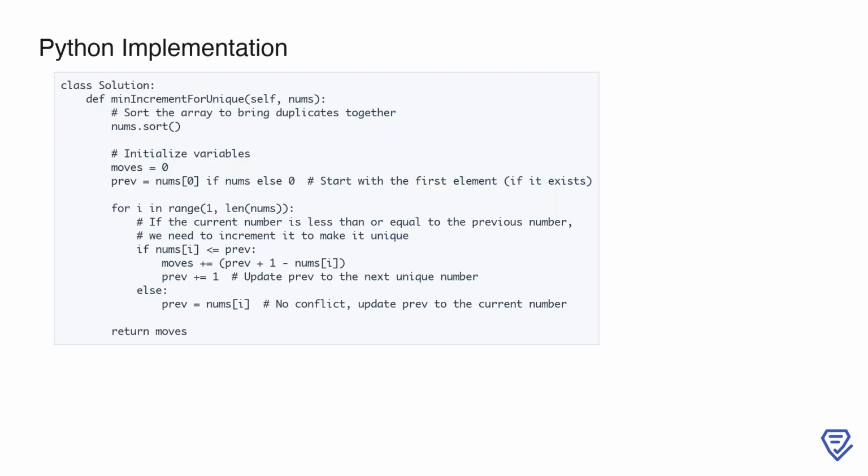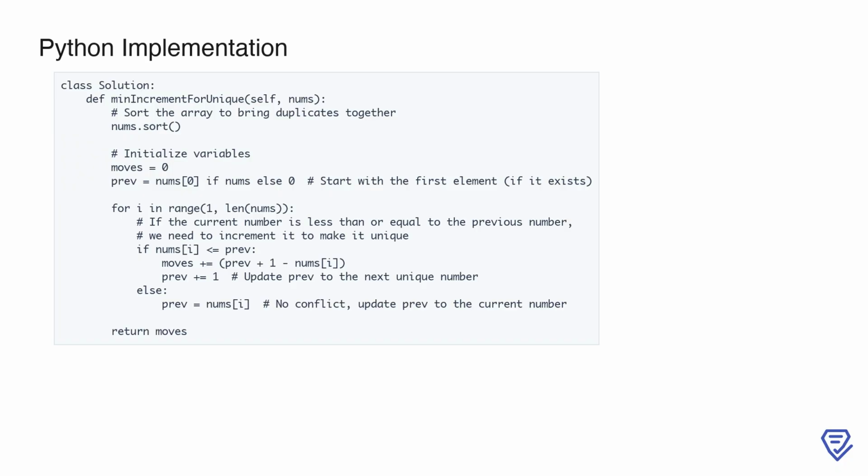This implementation solves the problem of making an array unique with minimal increments. The key idea is to sort the array and then use a greedy approach to resolve duplicates. We start by sorting the input array nums. Sorting ensures that any duplicate or conflicting values are adjacent, making it easier to identify where increments are needed. Sorting is O(n log n) in terms of time complexity.